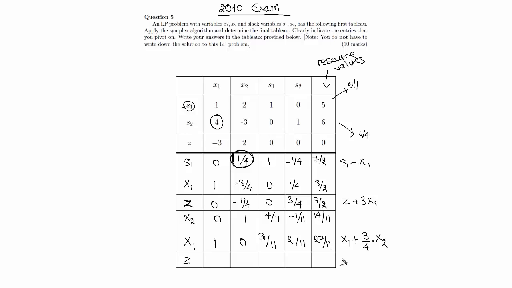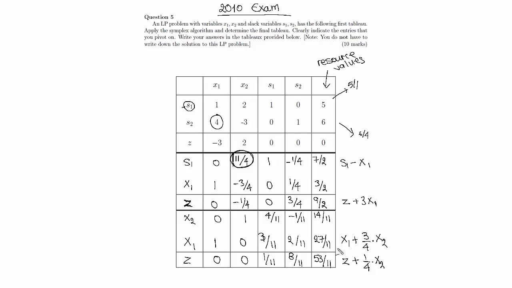And now for z, we'll take z. Since it's minus 1 on 4, we'll just add 1 on 4 times x2, which will have 1, so it'll give you 0. So we'll have 0, 0, 1 on 11, 8 on 11, and finally 53 on 11.